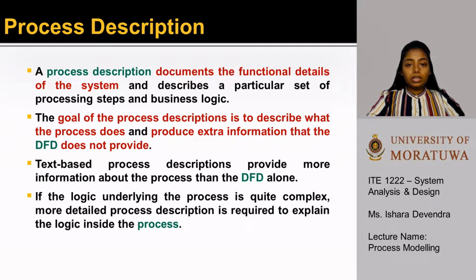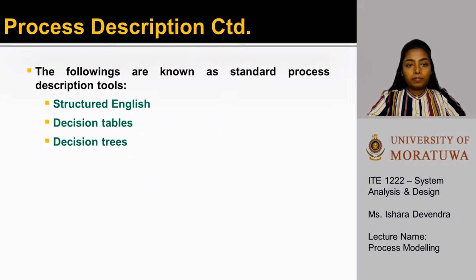If the logic underlying the process is quite complex, a more detailed process description is required to explain the logic inside the process. Along the software development lifecycle, we slowly move from the usual text descriptions of requirements into more specific descriptions that can be converted into very precise programming languages. In some cases, a process can be straightforward enough.